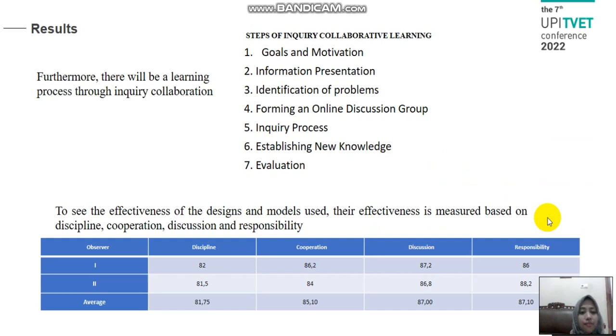Furthermore, there will be a learning process through inquiry collaboration. So there are 7 steps of inquiry collaborative learning. The first one is goals and motivation, information presentation, identification of problems, forming an online discussion group, and then inquiry process, and establishing new knowledge, and the last one is evaluation.